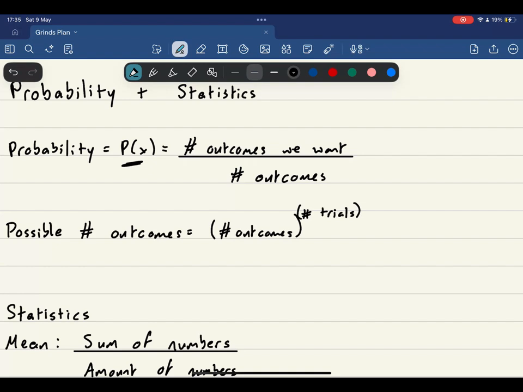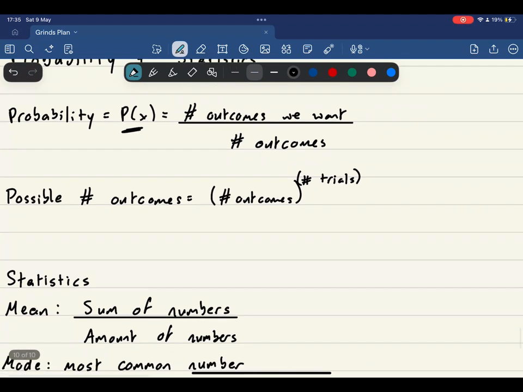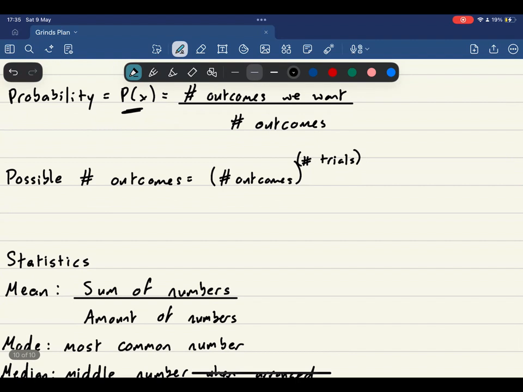Then the possible number of outcomes is the number of outcomes to the power of the number of trials. Say we have win, lose, or draw, that's 3 outcomes, and there's 5 matches, it's going to be 3 to the power of 5 possible outcomes. It just saves you time rather than writing out all the different ways.